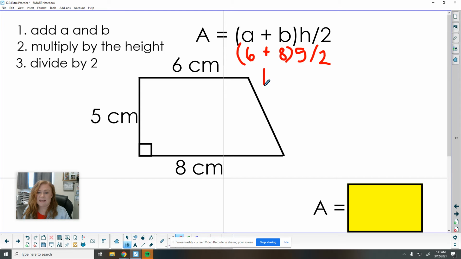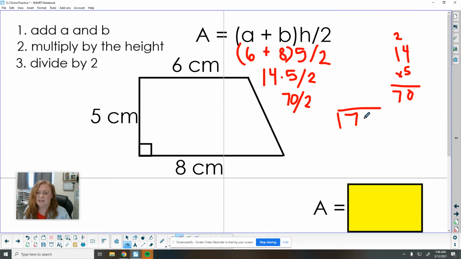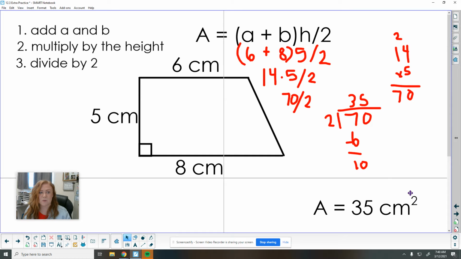So 6 plus 8 is 14. Then we'll times by 5, divide by 2. So my next step is 14 times 5. So there's 20, 5, 6, 7. So now I have 70 divided by 2. So 70 cut in half. That goes in there 3 times, is 6, and goes in there 5 times. So the answer is 35. We're using centimeters squared, 35 centimeters squared.